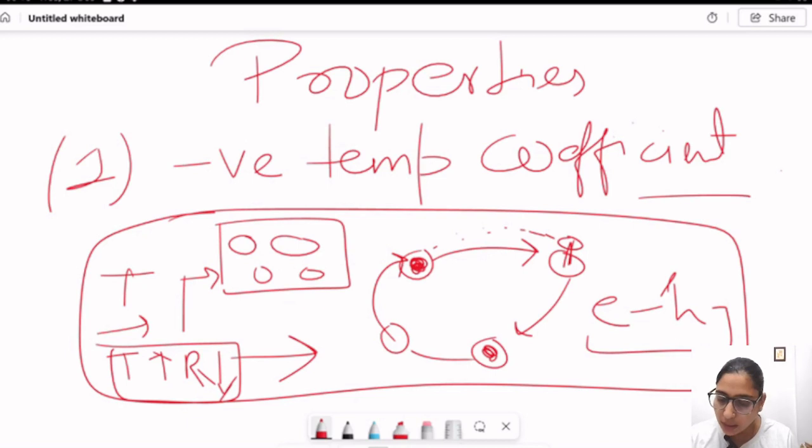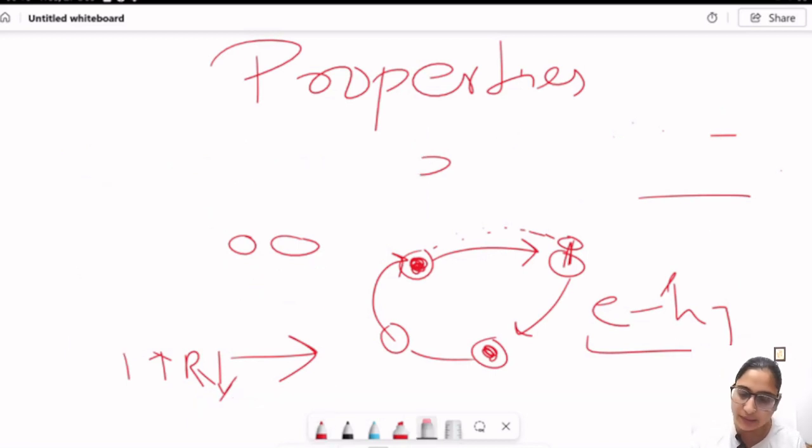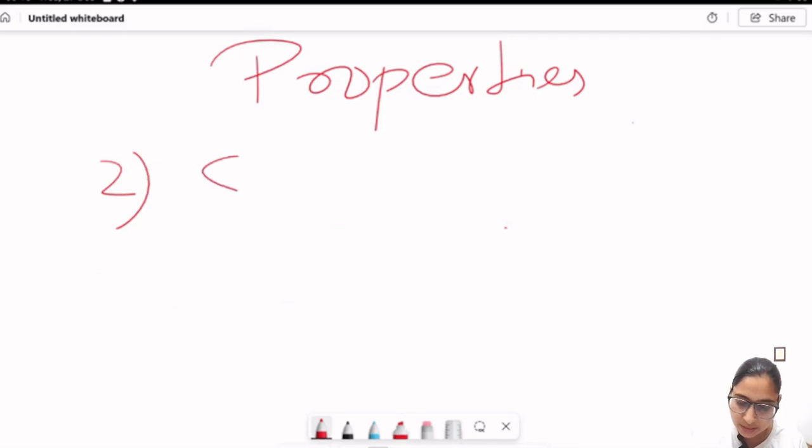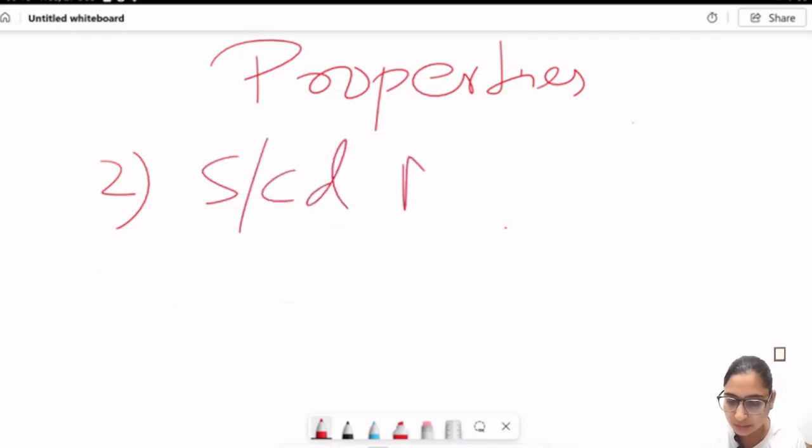Okay, now the second property we will discuss here is that semiconductors are non-linear resistors.